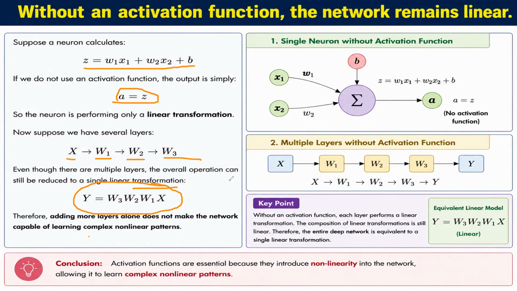It is a linear network. Now what happens if there is an activation function? It will check whether the output of the first neuron should be passed to the next layer or not. How? By activating the neuron. So that is the importance of the activation function.